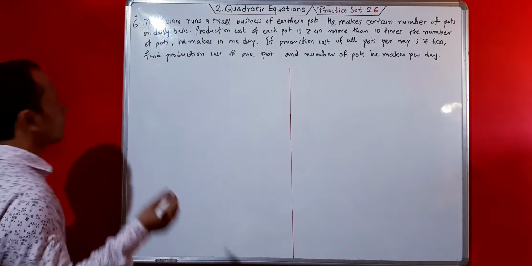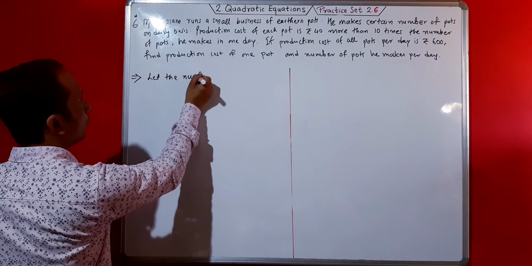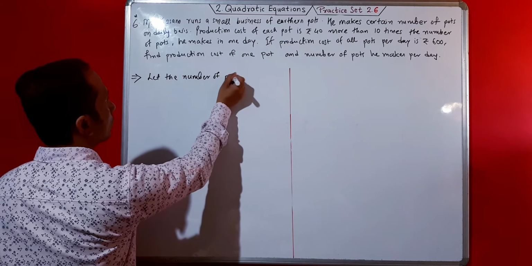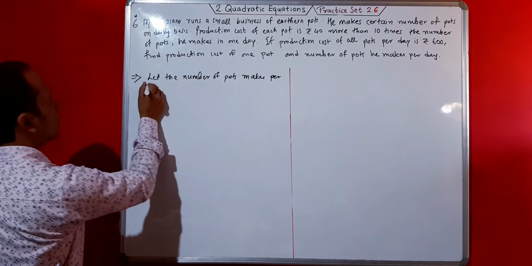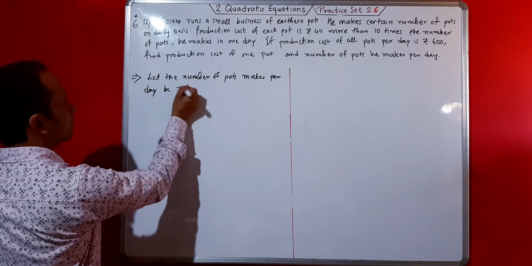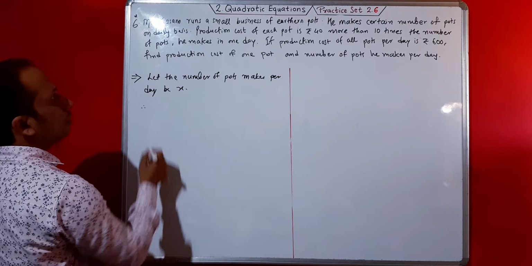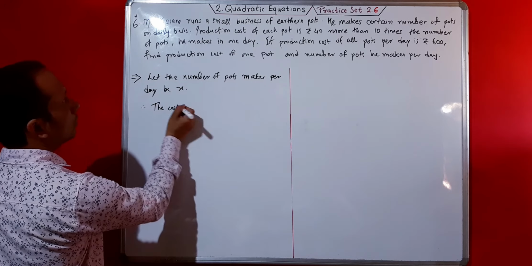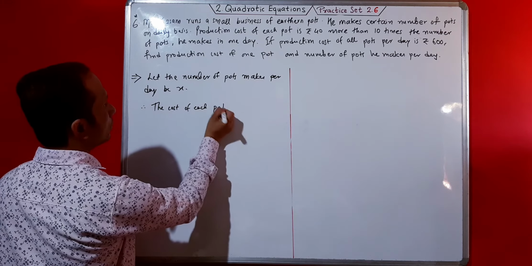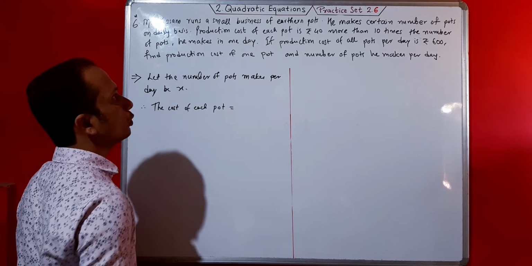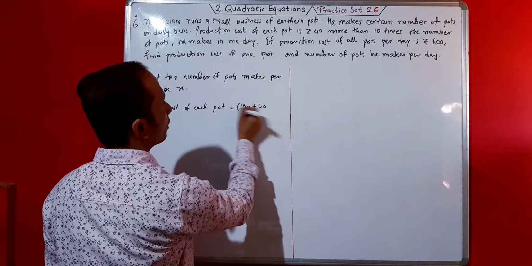So now let the number of pots he makes per day be x. Okay, therefore the cost of each pot is equal to, what is this, 40 rupees more than 10 times the number of pots. So 10 times the number of pots plus 40, 10x plus 40. Okay, this is the second condition.